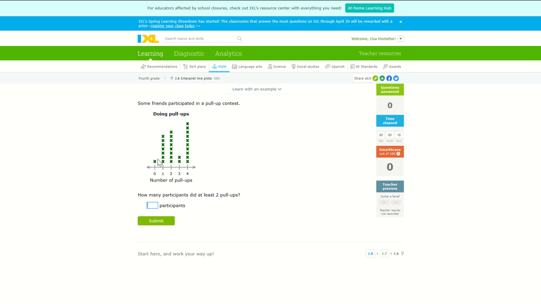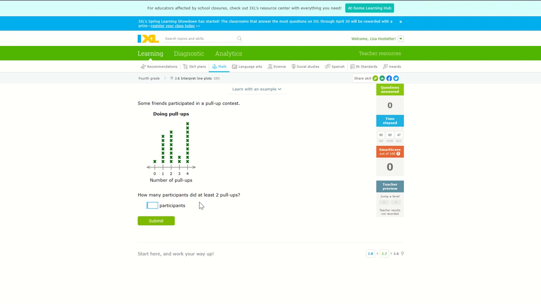So that means 1 person did 0. It was probably Miss Hofstetter. And then let's see, 1, 2, 3, 4, 5, 6, 7 people did 1 pull-up. Let's see what the question is asking us so we know what we should be reading here. How many participants? A participant is somebody who participates. So how many of these kids did at least 2 pull-ups?